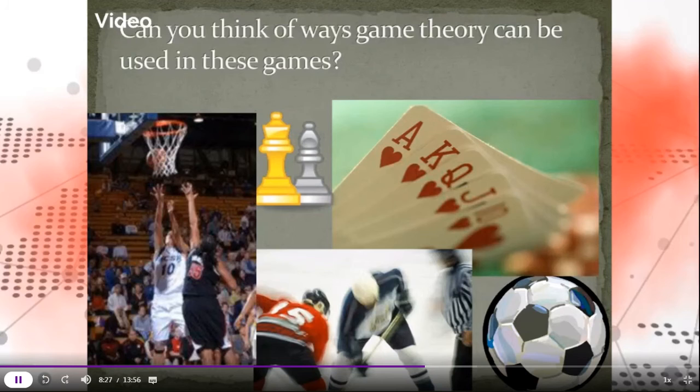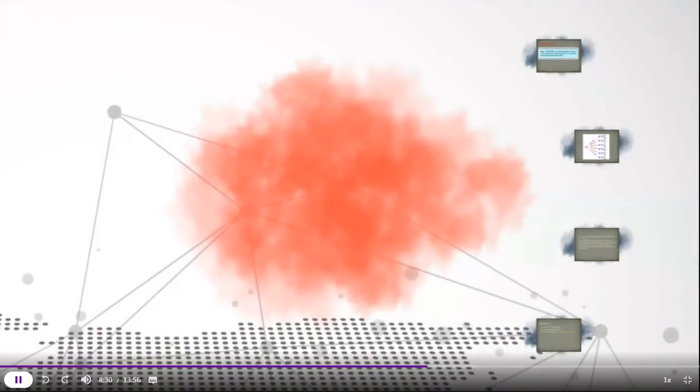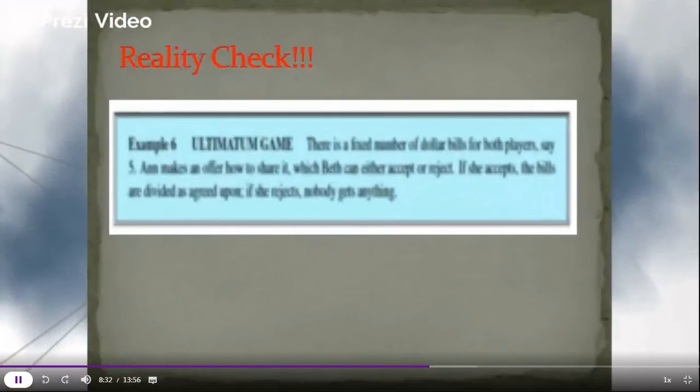Okay, now go to the last section, which I would call the reality check.